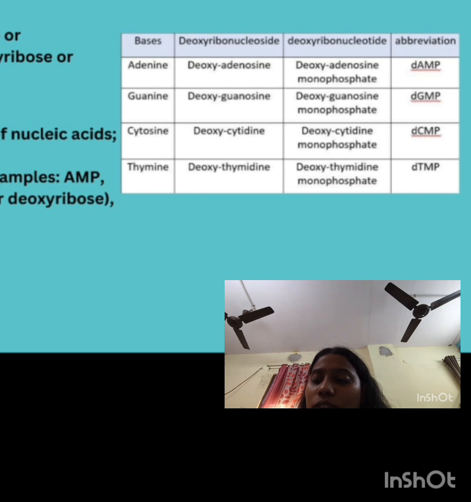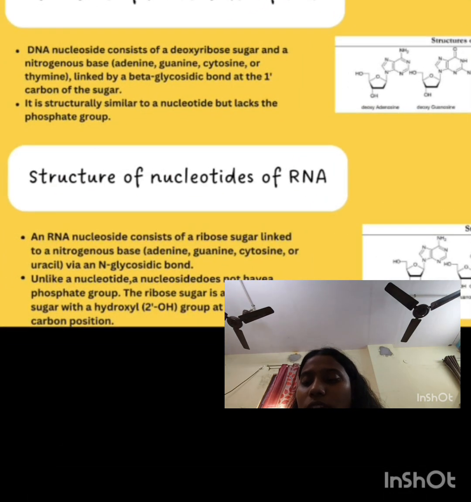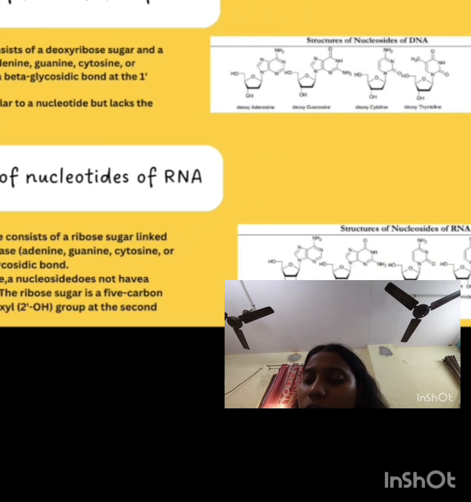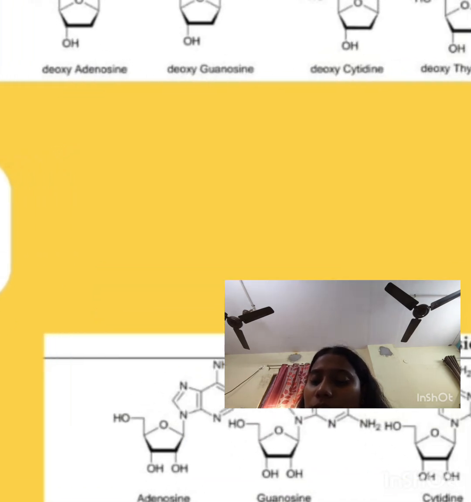Now I'm going to the structure of nucleoside of DNA. A DNA nucleoside consists of deoxyribose sugar and the nitrogenous bases adenine, guanine, cytosine, and thymine, linked by a beta glycosidic bond at the one carbon of the sugar. It is structurally similar to a nucleotide but lacks the phosphate group. This is the structure of nucleoside of DNA. First one is deoxyadenosine, second one is deoxyguanosine, third one is deoxycytidine, and fourth one is deoxythymidine.